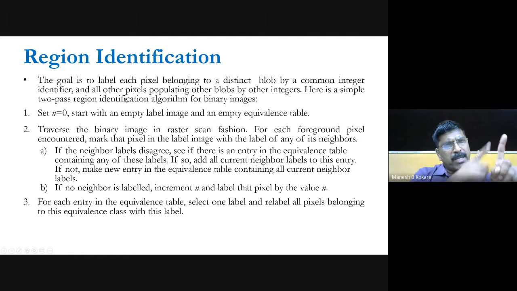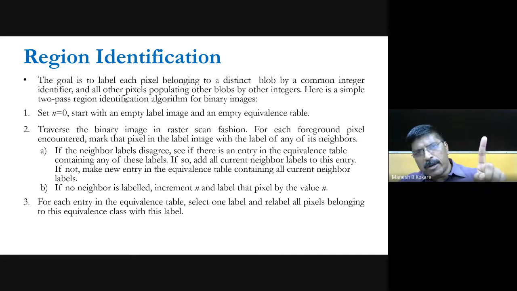Raster scan fashion means you have to scan from top left to the right, then come back again, and so on. So scanning will be done from top left to bottom right, sequentially, right? Raster scanning. So traverse the binary image in a raster scan fashion. For each foreground pixel encountered, mark that pixel in the label image with the label of any of its neighbors.